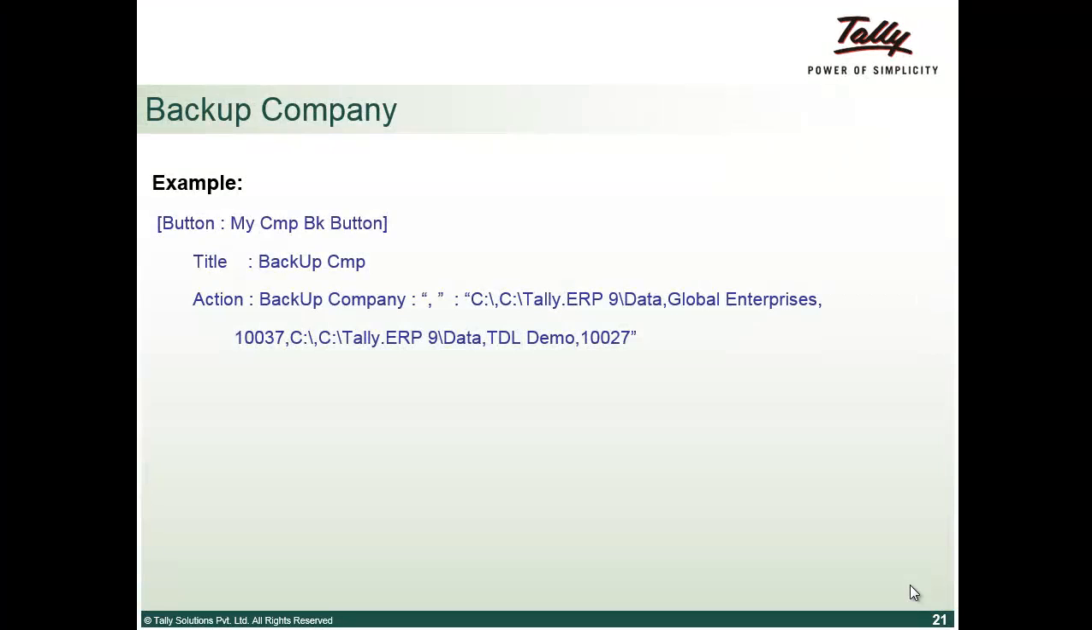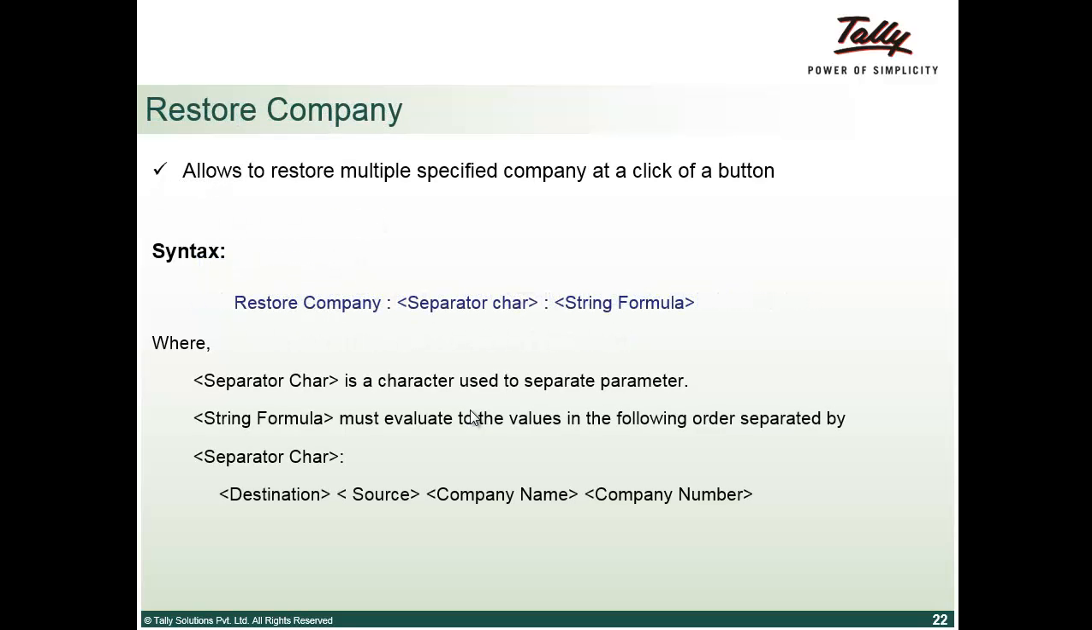Now if you want to restore the company to some path, then how do we do it? So we have an action called restore company. So this helps in taking up the backup of one or more companies at a single click of a button. So this also has the same syntax it follows, where it has a separator character and a string formula. In the string formula you give destination, source, company name and company number.